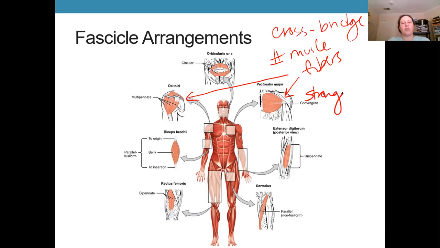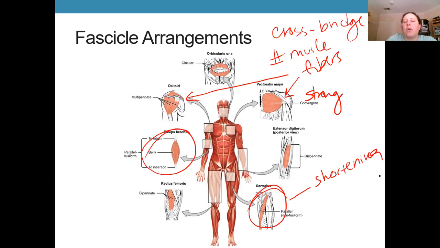And we can contrast that with our fusiform or parallel muscles, where the number of fibers on cross section is not as high. And so these are not going to be as strong, but because everybody's running in parallel, we get much more shortening when these contract. So these are better at shortening. And so we're going to find these in places where we want to be able to drastically change the angle at the joint, because we need a lot of shortening to do that.